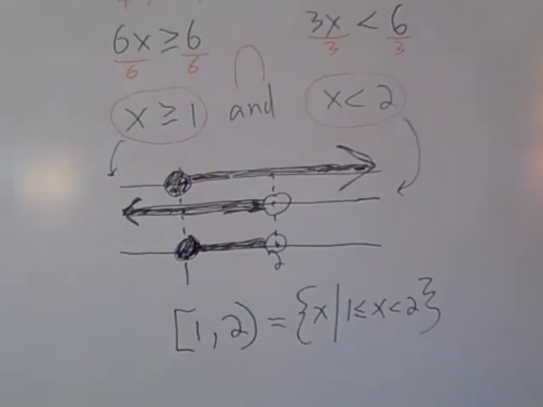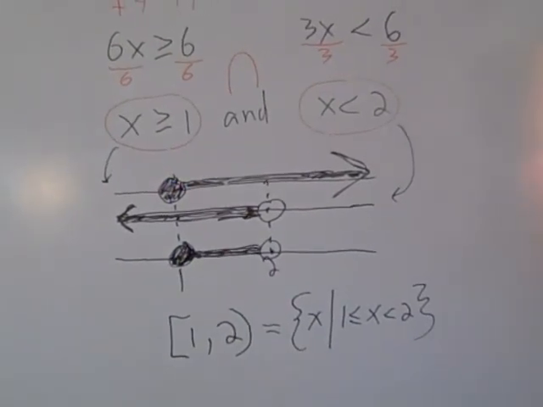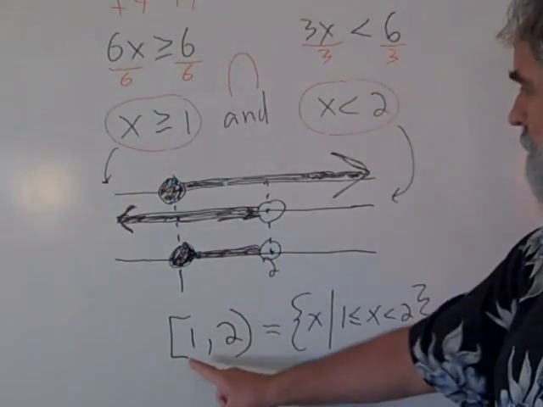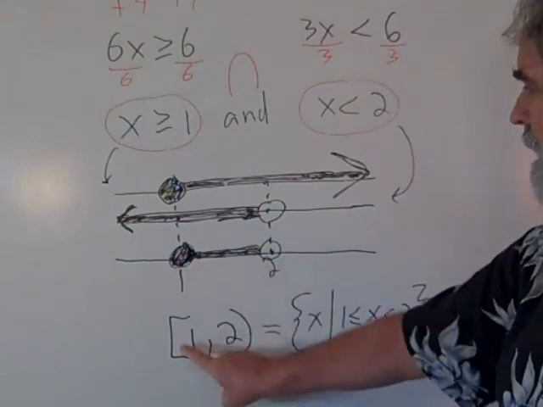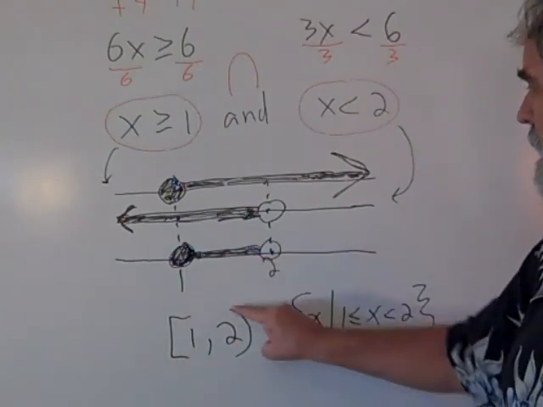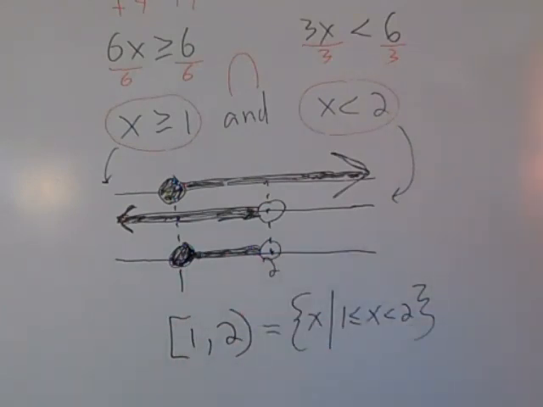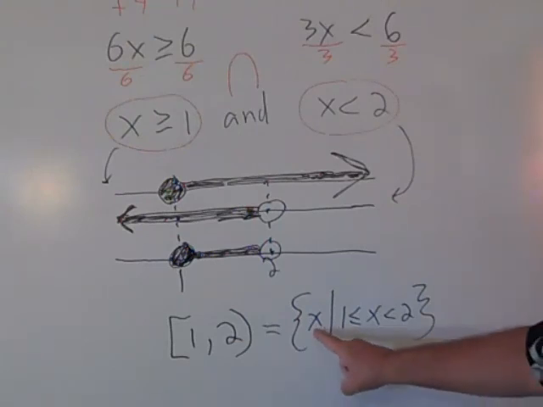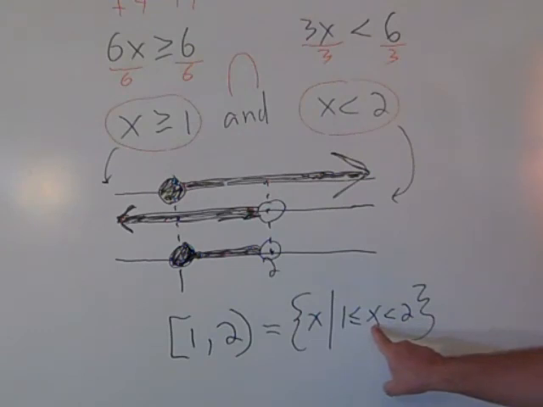Well, there you can see the interval from 1 to 2 here, closed on the left, open on the right, everything between 1 and 2, and that's the set of all real numbers x such that x is in between 1 and 2, including the 1, but not including the 2.